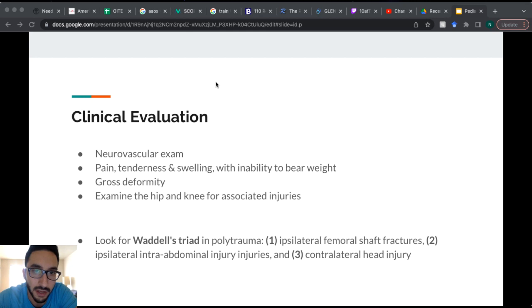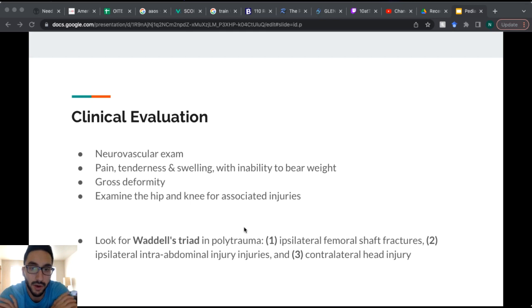Moving on here, in terms of clinical evaluation, when you go see this patient in the ED, you want to get a good neurovascular exam, right? Are they neurovascularly intact? Do they have pain, tenderness, swelling? They probably will have the inability to bear weight. You'll probably see a gross deformity on exam. You want to examine the hip and the knee as well for associated injuries.